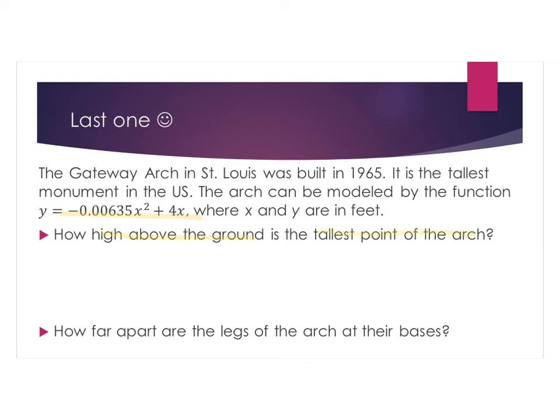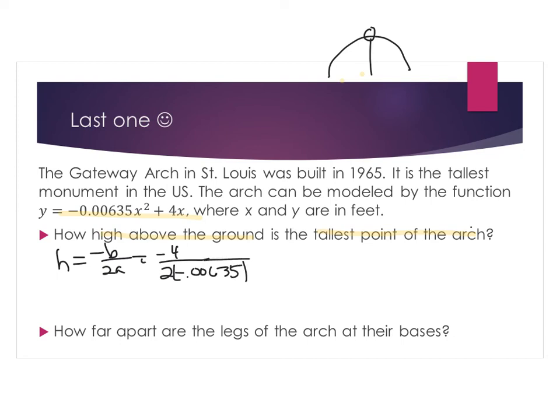Okay, so if you need to think about this, remember the St. Louis Arch. If you don't know what it looks like, it is something like this. And to find the highest point, the tallest point on the arch and how high above the ground, that means I want to find the y-coordinate of the vertex. So first thing we have to do is find the x-coordinate of the vertex, h. And remember to do so, h is negative b divided by 2 times a. So we'll take negative 4 divided by 2 times negative 0.00635. And we'll type that into a calculator.